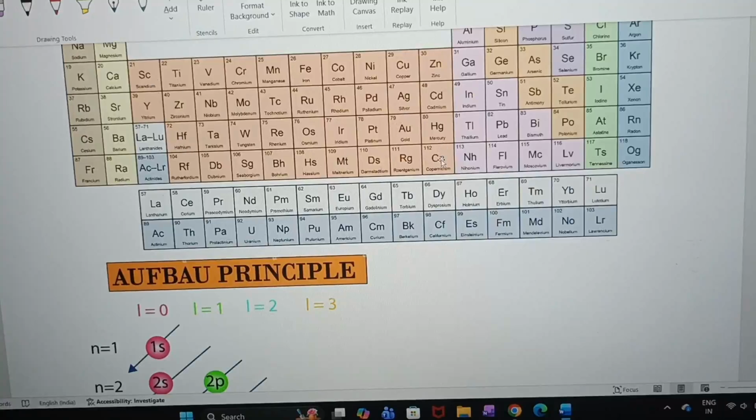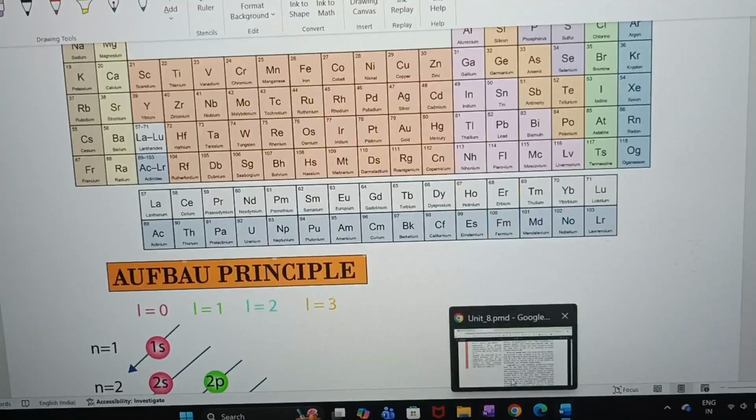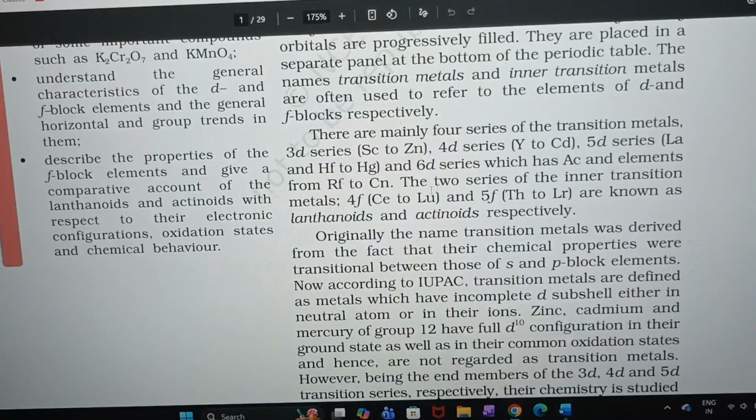Similarly, for the 6D series, actinium is over here, but you cannot just continue because this is an F block element. So we will start from rutherfordium to copernicium. So keep in mind the atomic numbers. It will not just be 57 to 80 or something like that. You have to say 57 separately, then write from 72 to 80 if you want to give the range of the atomic numbers for each series.